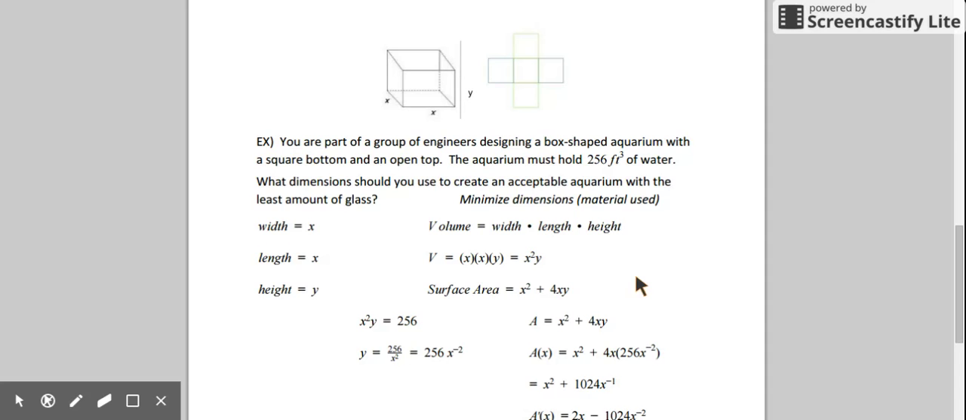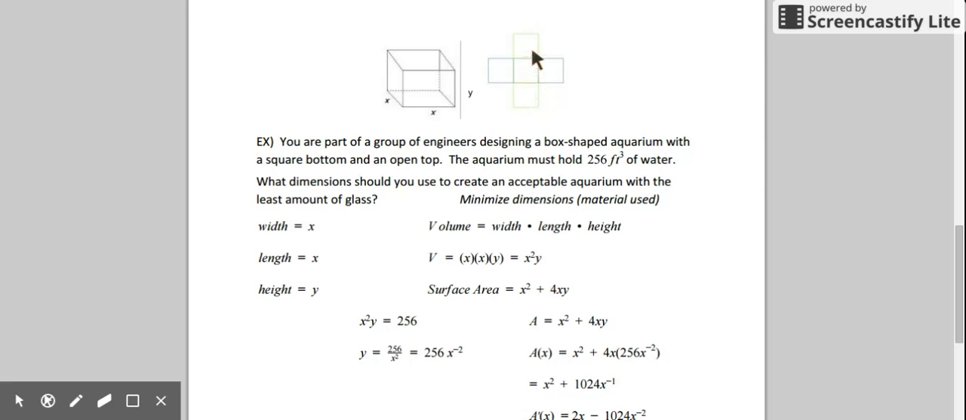What dimensions should we use to create an aquarium with the least amount of glass? So we want to minimize our material, we want to minimize our surface area, which would be the material being used to compose this box or aquarium. But I also want to involve volume. So I have two equations that I'm going to be using: volume and surface area. So if I unfold this open top aquarium, I have a square base and four sides that I could then bend up to make this aquarium. So these are our sheets of glass right here. This would be the surface area that we want to use.